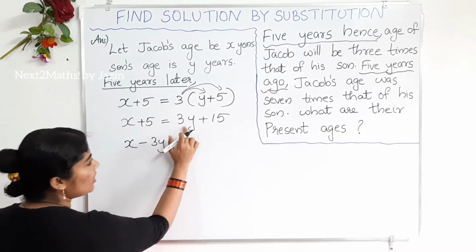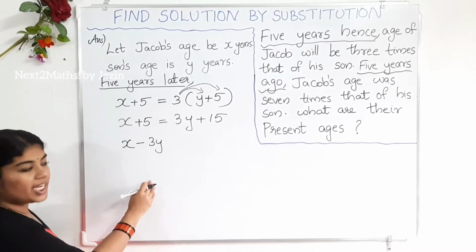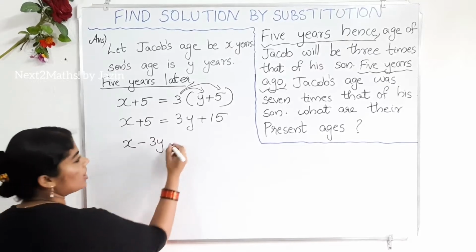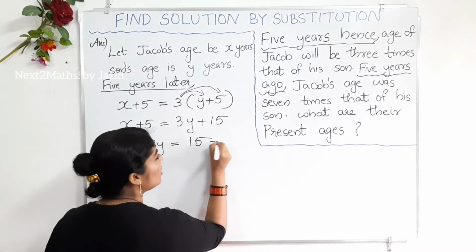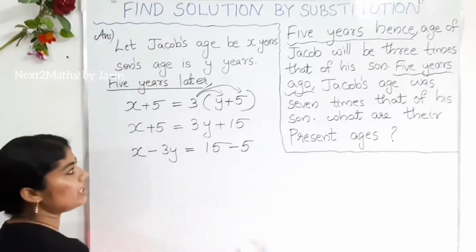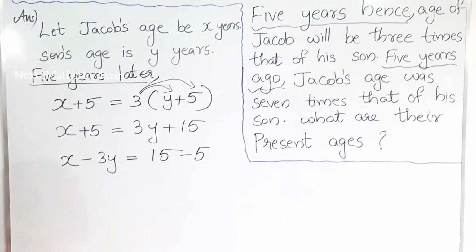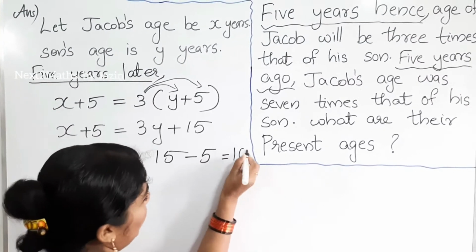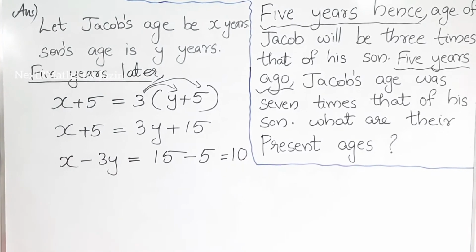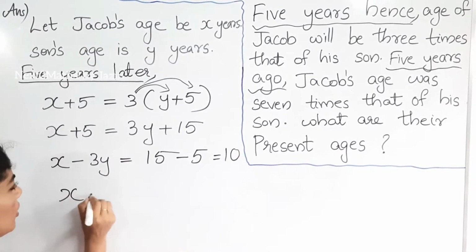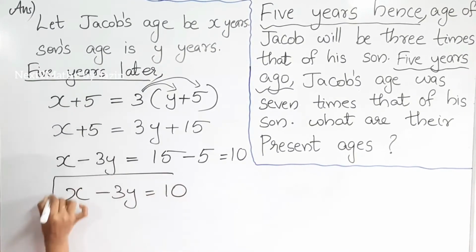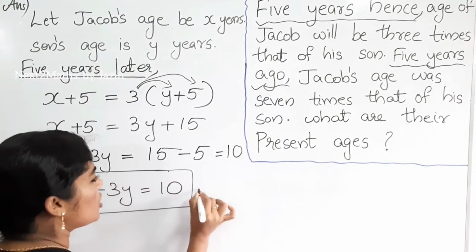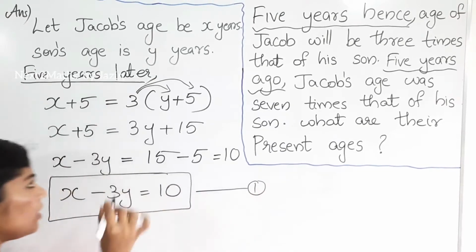See, this plus 3y will move to the left side as minus 3y equal to 15. This plus 5 goes here as minus 5. So 15 minus 5, you will get 10. So we can conclude x minus 3y equal to 10. So this is your equation number 1.